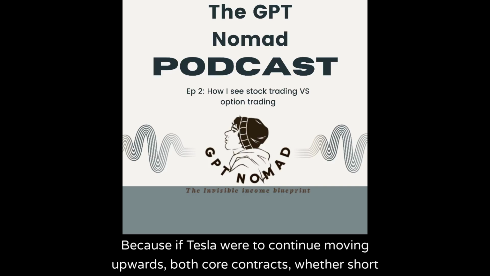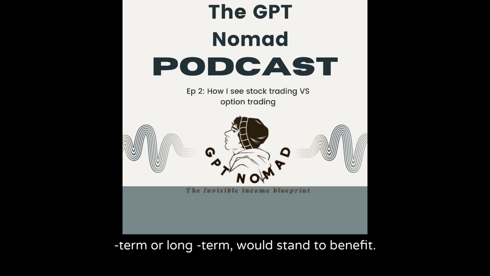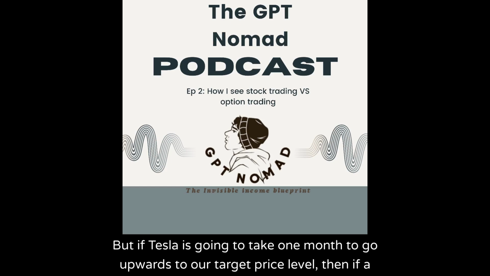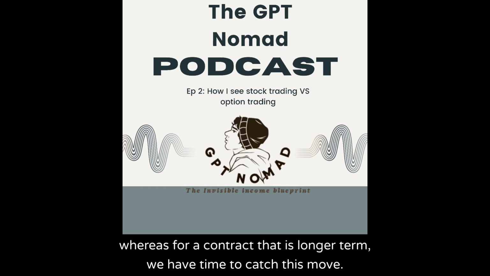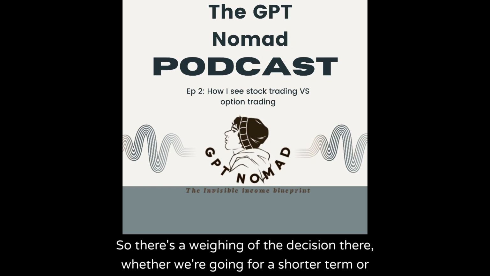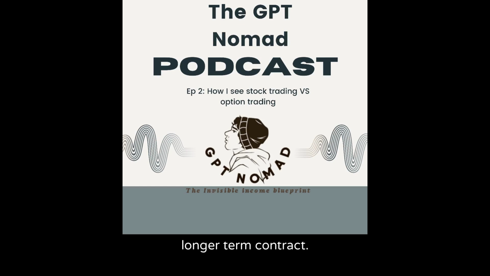Because if Tesla were to continue moving upwards, both call contracts, whether short-term or long-term, will stand to benefit. But if Tesla is going to take 1 month to go upwards to our target price level, then a contract that is going to expire next week is not going to be in time to catch this move. Whereas for a longer-term contract, we have time to catch this move. So there's a weighing of the decision there, whether we're going for a shorter term or a longer term contract.